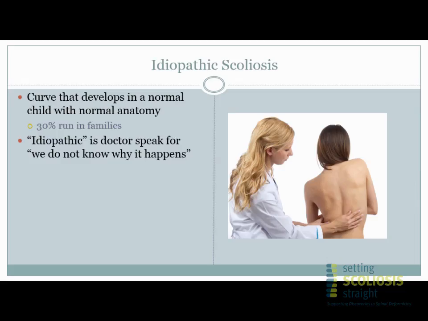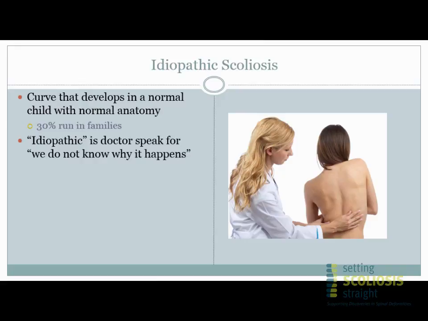This is what we're dealing with. This is a child who has scoliosis, but this is a group of kids who are totally normal. You all know this. All of a sudden, you're 10 and someone says, hey, wait a minute, something's wrong with your back. So that's the group that we're talking about. That's called adolescent idiopathic scoliosis.